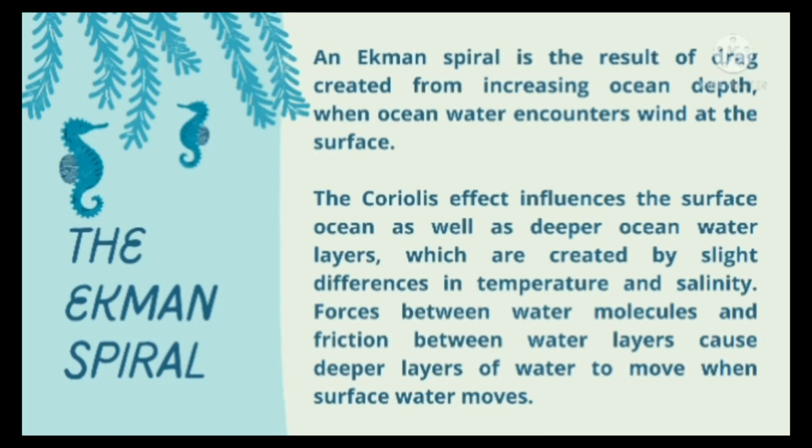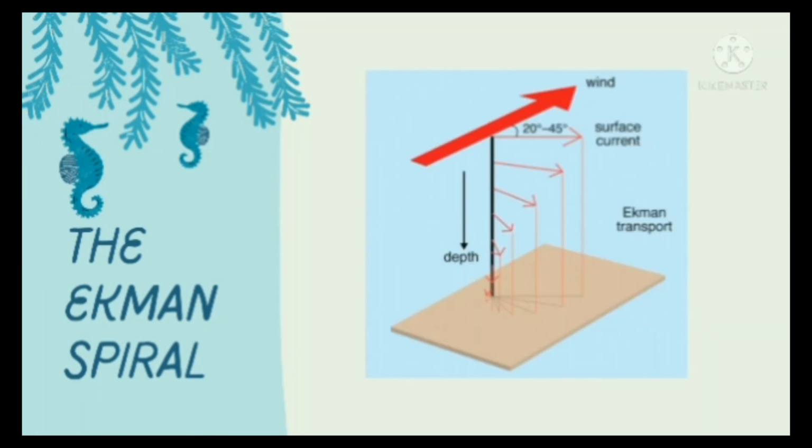Next up, we have the Ekman spiral, which is the result of drag created from increasing ocean depth when ocean water encounters wind at the surface. These happen because of the Coriolis effect forces that deflect both the northern and the southern waters into the opposite direction when the Earth's rotation moves in an eastward rotation.